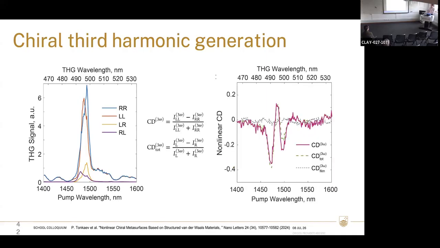And then we calculate the circular dichroism. It's actually quite similar to what we theoretically expect. And for the reference hBN film, it's just around zero.